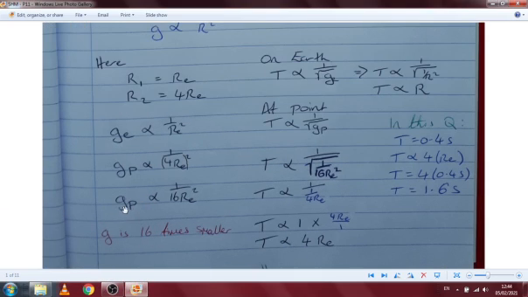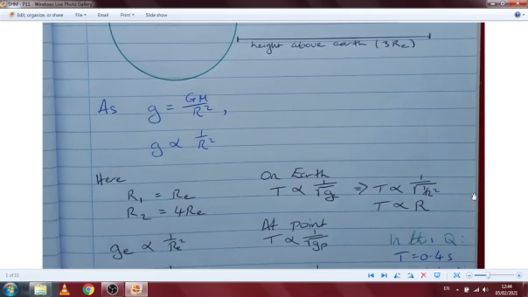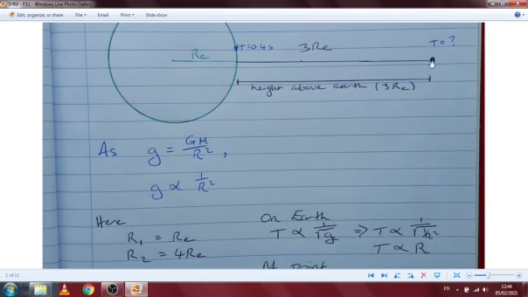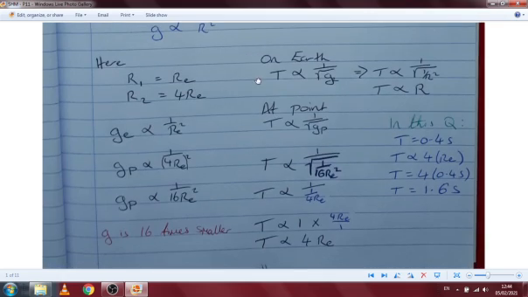So we have now that the gravity at the point is proportional to 1 over 16 times the radius of the Earth squared. So if we look from the first one down to the second one, gravity is 16 times smaller at this point. Further away, this point 3 radiuses above the surface of the Earth has 16 times less gravity than the point on the surface of the Earth. From our previous work, we know that the period changes with 1 over the square root of gravity.